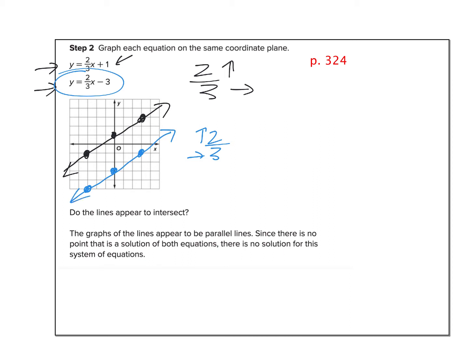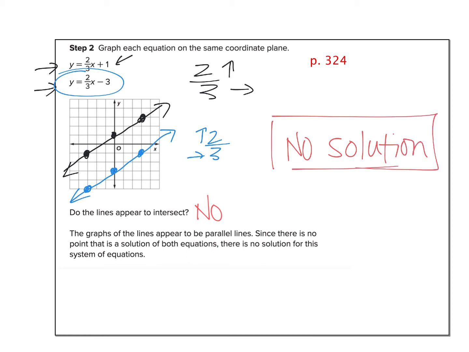So I want to know, is there a solution to this system? So is there a point where they cross? Well, they do not intersect, so that means there is no solution. Those lines are never going to cross. So basically that means in these two equations, if I picked a point, there's no point that'll work in those.